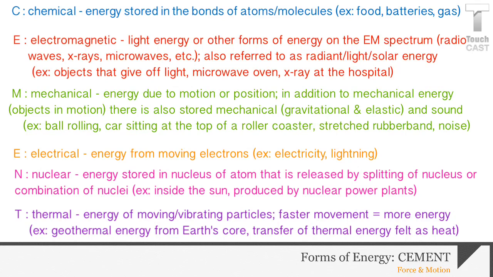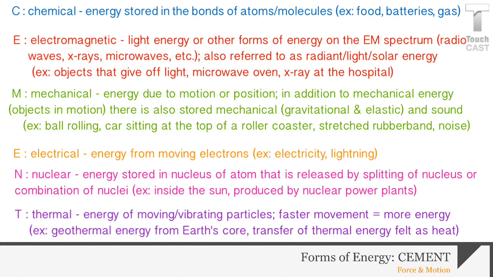Now that we've gone over the 2 categories, potential and kinetic, let's look at some different forms that fall under those 2 categories. I know this is a lot of writing, so make sure you pause to get it all written down. Something that might help you remember all these different forms is the acronym at the bottom of the screen, CEMENT, C-E-M-E-N-T. The C stands for chemical, which is energy stored in the bonds of atoms and molecules.